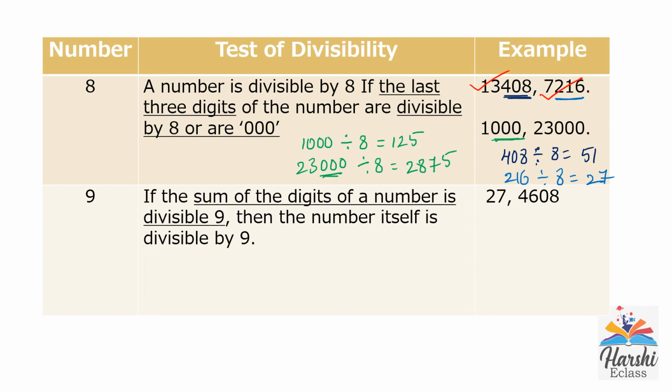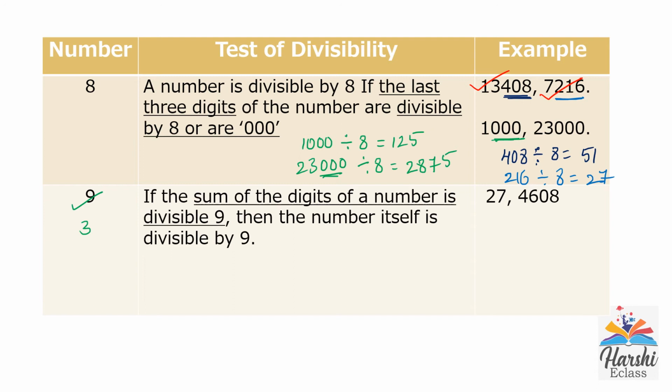Next number 9. If the sum of the digits of a number is divisible by 9. This rule is also the same as number 3. Here also we are going to check the sum of the digits of the number. 27. We know that 27 is a multiple of 9. So it is completely divisible. Right. 2 plus 7 is equal to 9. 9 divided by 9 is 0. It is divisible by 9.